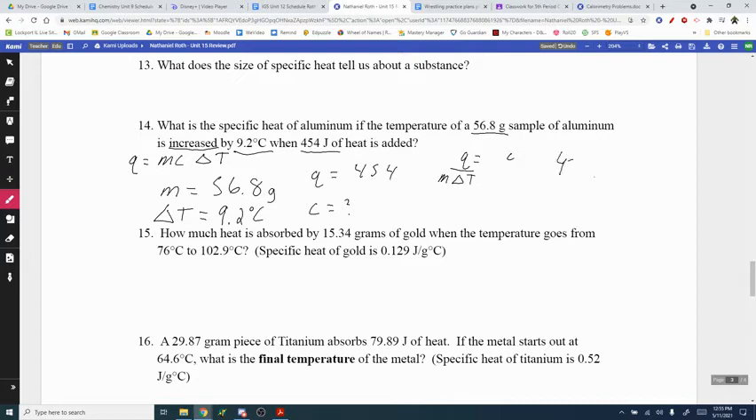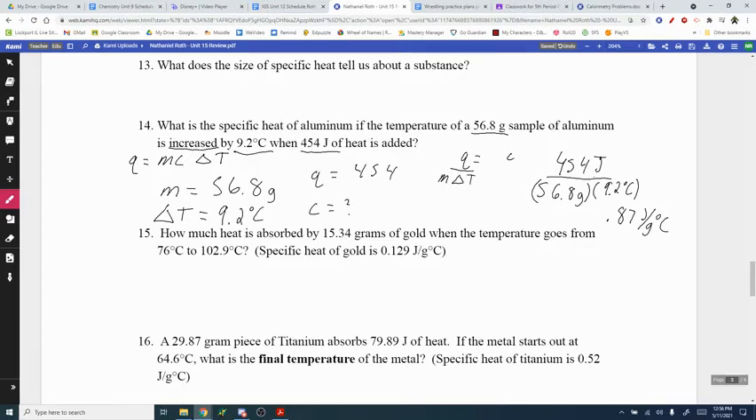So it's going to be 454 joules divided by 56.8 grams times 9.2 degrees Celsius. And we get 0.87. Now, since none of these units cancel out, we are going to use all of them. So our unit for C is joules per gram degrees Celsius. There we go.